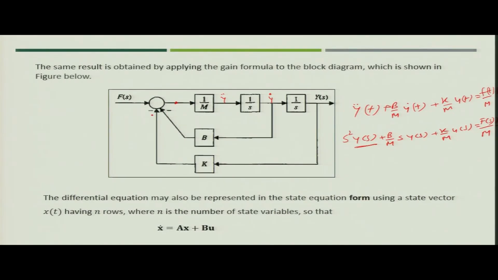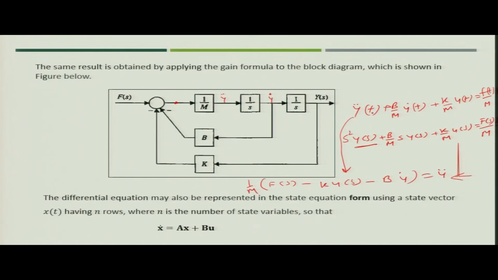Now, you compile this. How will you compile? You compile f(s) minus k into y(s) minus b into y dot, then you multiply with 1 by m, you get y double dot. So, if you see this particular equation, if you take f by m minus k by m into y minus b by m into y dot, it is equal to y double dot.